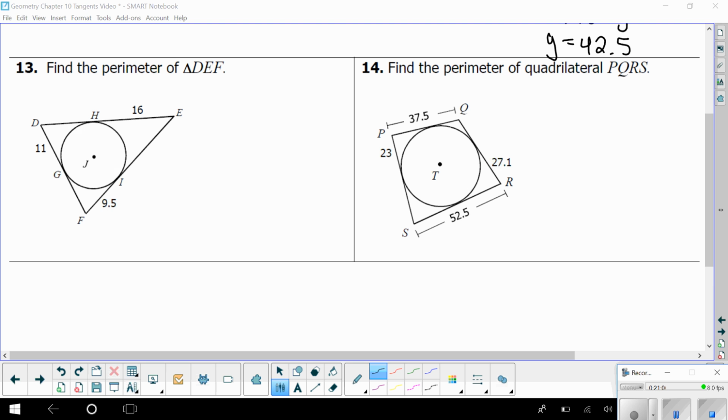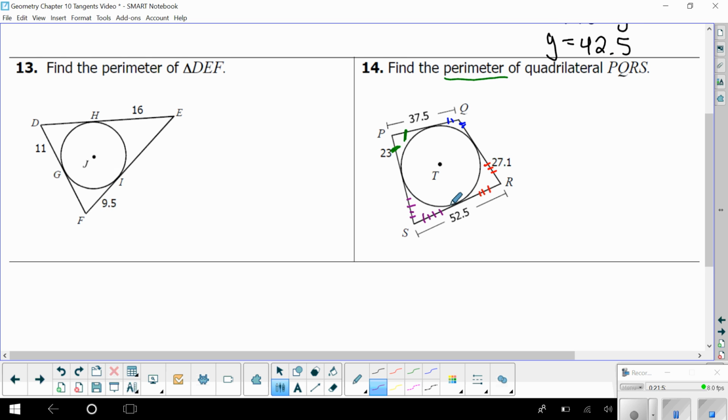Okay. Let's look at 14. It wants us to find the perimeter, meaning I have to add up all the sides of the quadrilateral. I want you to remember that this is going to equal that. This one will equal that one. This one will equal that one. And that one will equal that one.